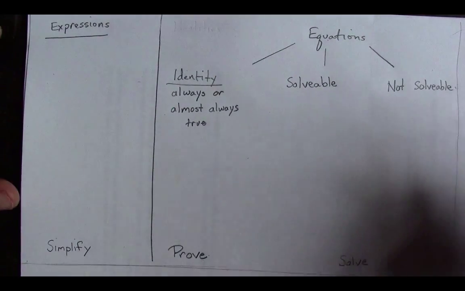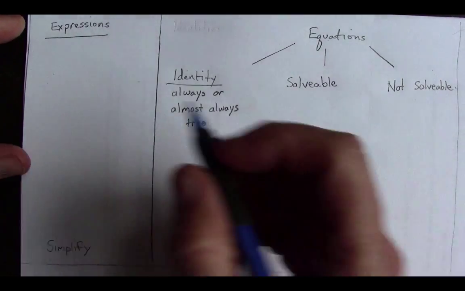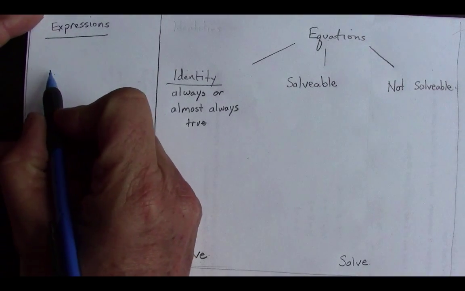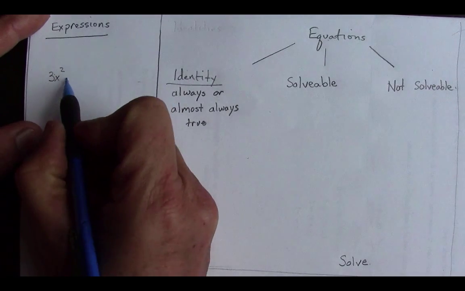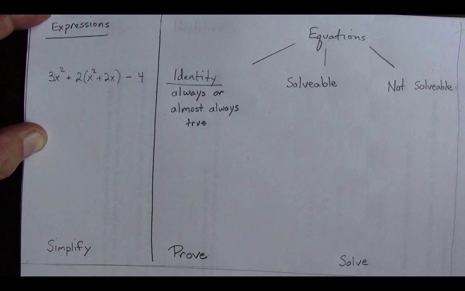Okay, here we just want to talk about different types of mathematical statements. As we saw before, there are expressions. The biggest thing about an expression is that it generally doesn't have an equal sign. It might just have some terms like that.